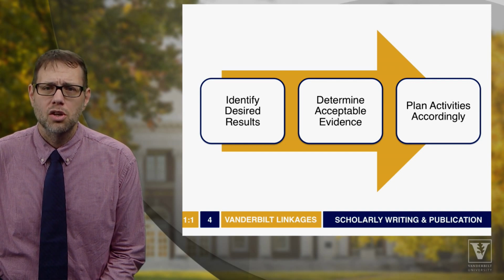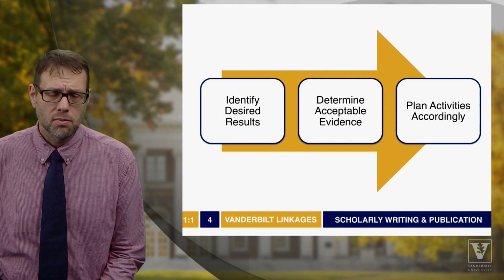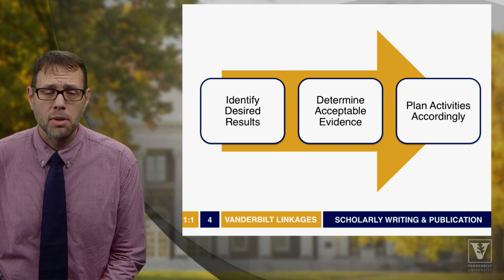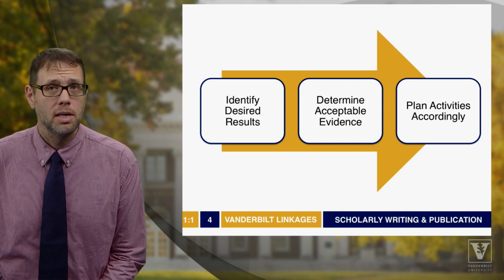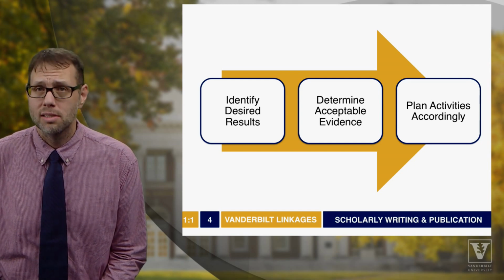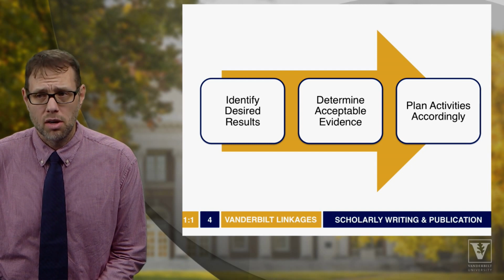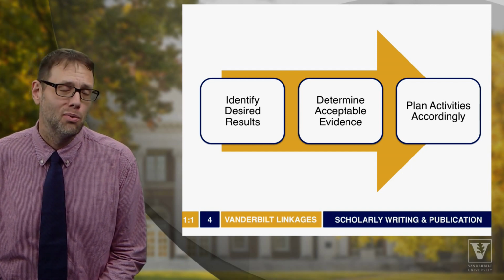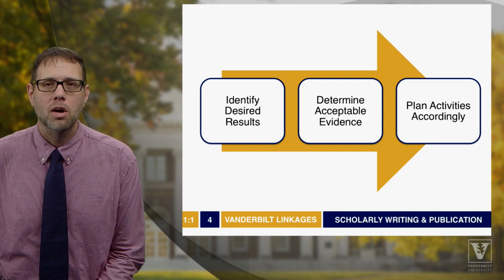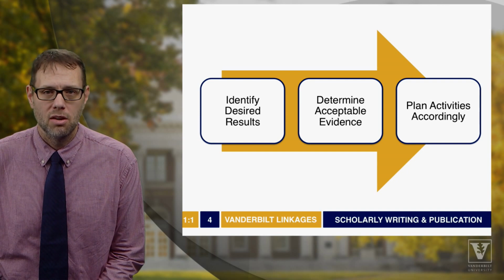The second step is to determine the acceptable evidence. So what's the proof that you've achieved your goal? If your goal is to have 6 publications in 2 years, your acceptable evidence would be 24 months and 6 peer-reviewed, journal-accepted publications, perhaps. So you need to know where you're going. You need to know how you will know when you're there. And then lastly, you start planning the steps accordingly. You work backwards from the goal to the evidence to the steps that will get you there.